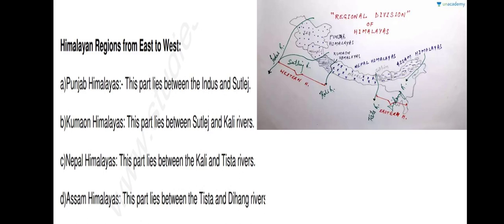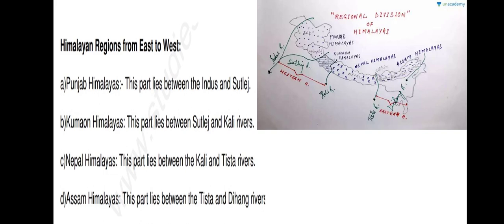Himalayas are also divided regionally from west to east. You can see from the map. The Himalayan section between river Indus and Satluj is called as Punjab Himalayas. The Punjab Himalayas are also regionally known as Himachal and Kashmir Himalayas. So remember, they are also called as Kashmir Himalayas and Himachal Himalayas.